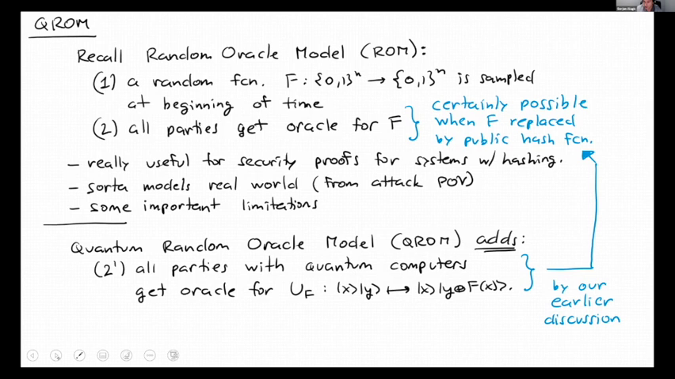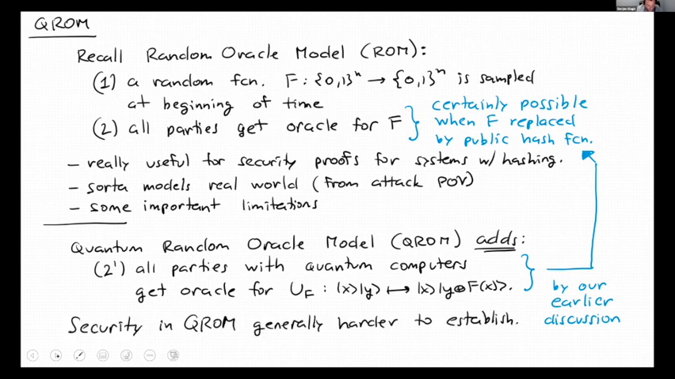And why is that fair? Well, we already talked about why it's fair. If capital F is supposed to model a public hash function, then certainly one thing that parties with quantum computers can do is implement this U_F unitary locally. So we should grant them that power. Unfortunately, or maybe fortunately, depending on your point of view, security in the QROM is generally harder to establish. And you'll see some talks about that, I think.